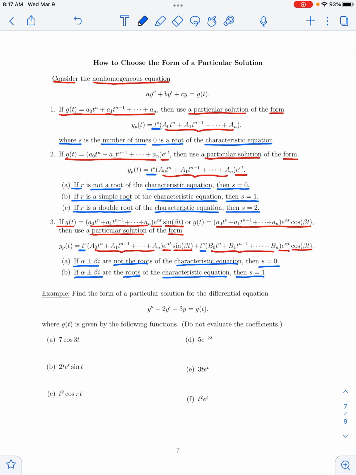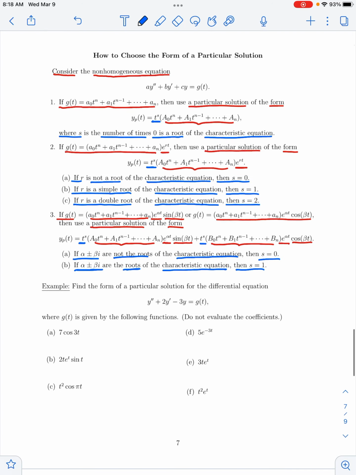So essentially, we're making a guess about the form of the particular solution where we would consider the same general form as the g of t function, unless that term already appears within the homogeneous solution, in which case we have to multiply by a power of t out in front.